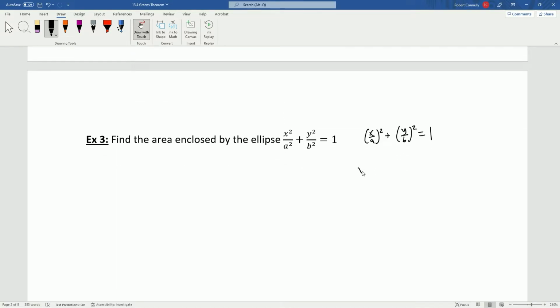So here we would get x over a equals cosine of theta. So x equals a times cosine of theta. And likewise, y equals b times sine of theta.